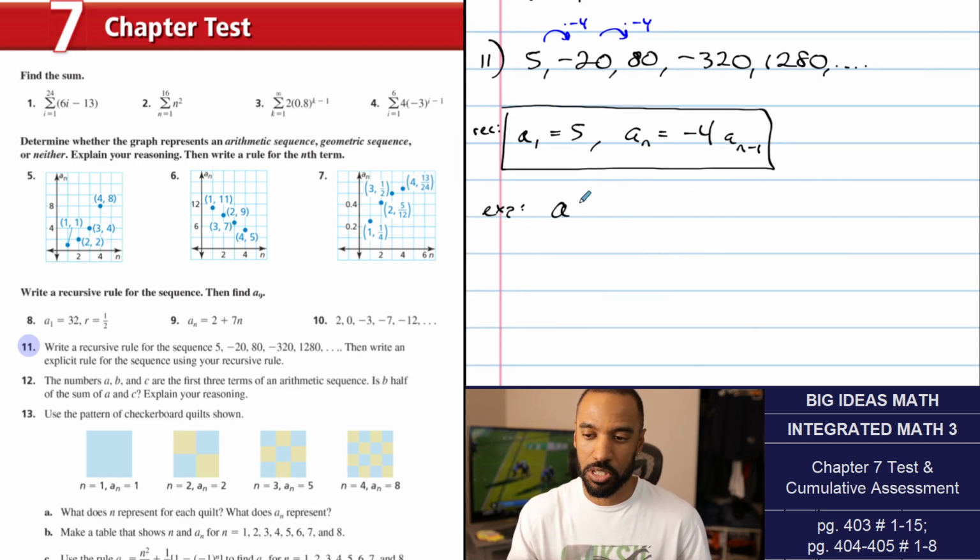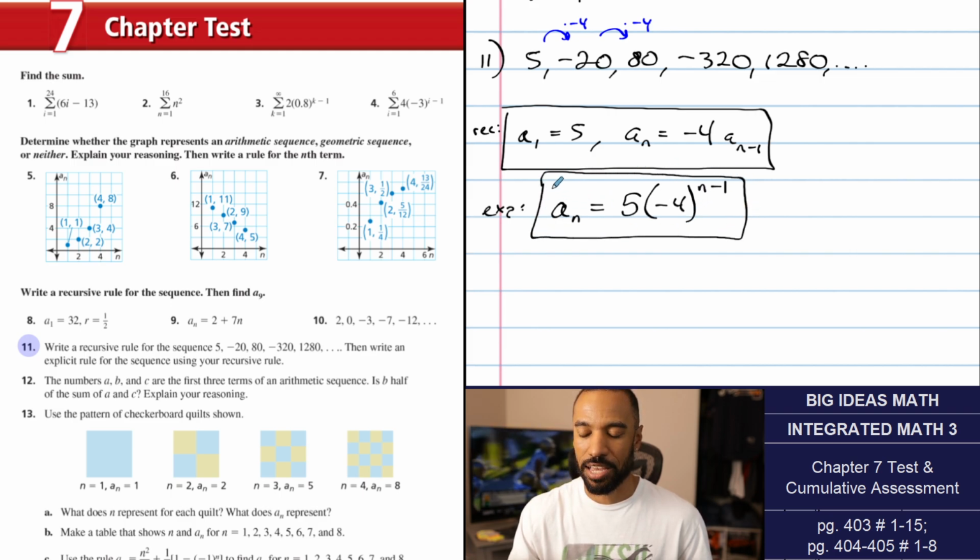Now, both the recursive rule and the explicit rule require the first term and common ratio for a geometric sequence. So that's why we can use the recursive rule for it. That's why I want to do it. It's probably why the book requested that we do it. Here's the geometric sequence's explicit rule.